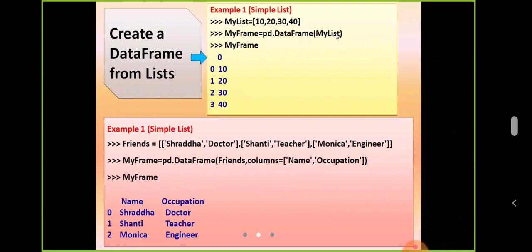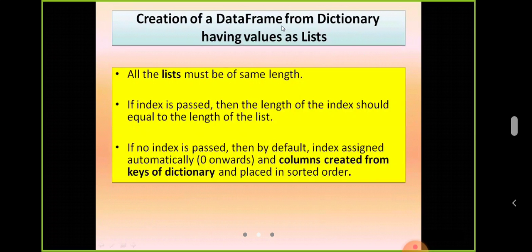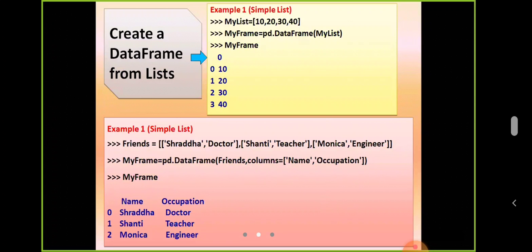Next slide is create a data frame from the list. In this example, I am taking the data from a list object. As you can see, here I have used my list which stores 10, 20, 30, 40 values. Okay? And I am passing this list to my data frame. Okay? You can see that.